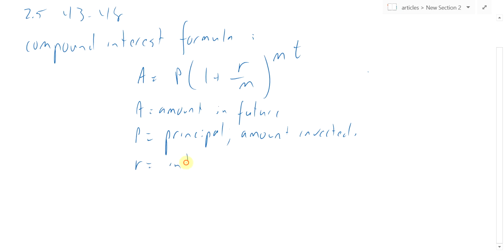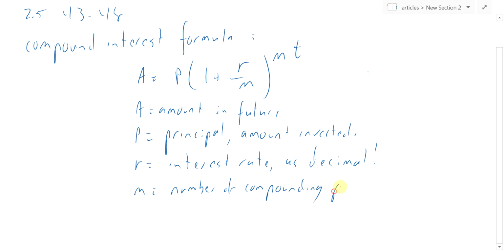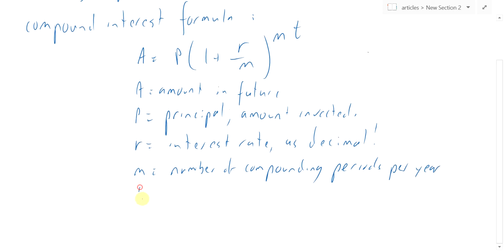R equals the interest rate, always and forever as a decimal, right? They'll give it to you as like 6%, but 6% means 0.06. M, number of compounding periods per year, and again we'll talk about that more when we get to section 3.2. And then T equals time, and time also has a restriction. It's always in years. Okay, so this is the formula.